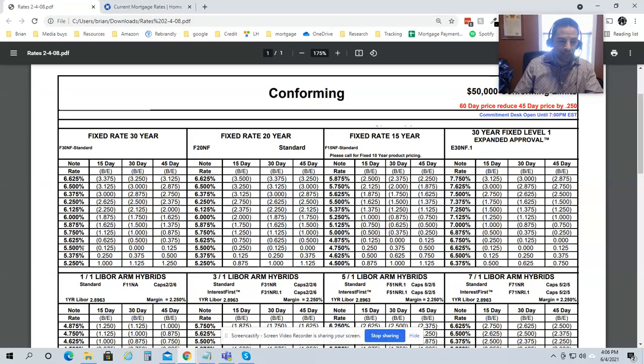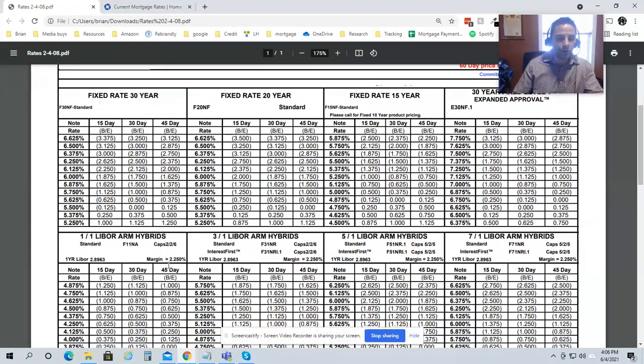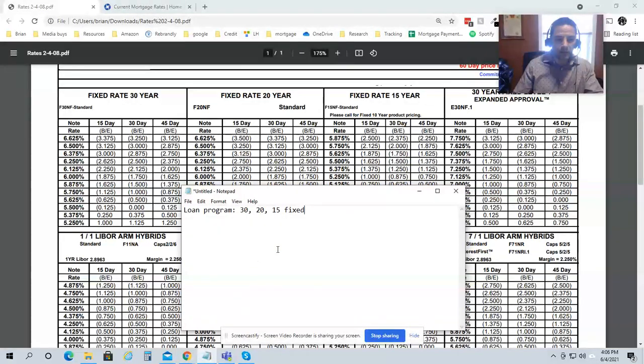Whereas if they went for a 20-year at 5.5, you can see that they're getting 1/8 of a point in yield spread. So they're actually making 1/8 of a point by selling 5.5 on a 20-year instead of a 30-year. So the lock period also affects your interest rate, whether it's 45, 30, or 15.